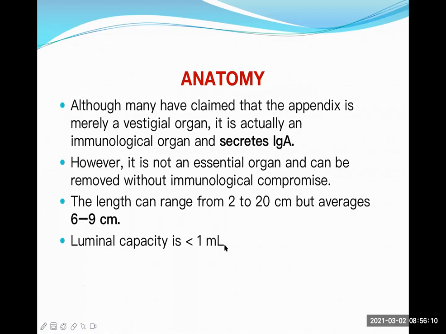The luminal capacity is less than 1 ml and it secretes some fluid, and that fluid should be constantly drained. If the fluid drainage is obstructed, then there is distension of the lumen of the appendix, and that will lead to acute appendicitis.